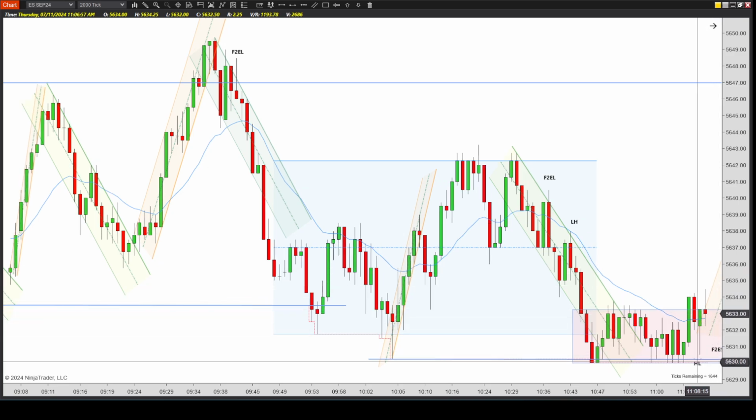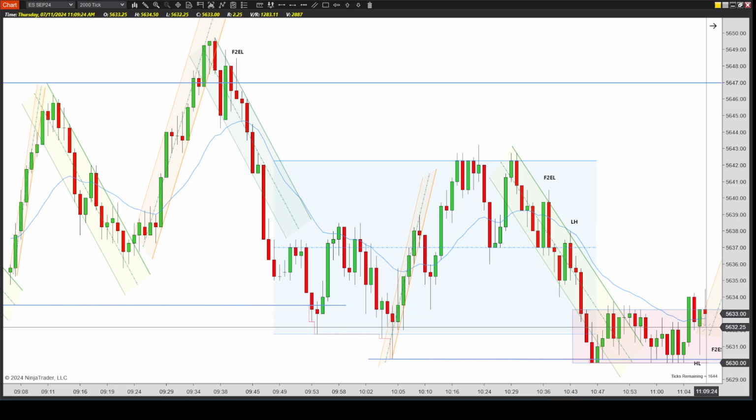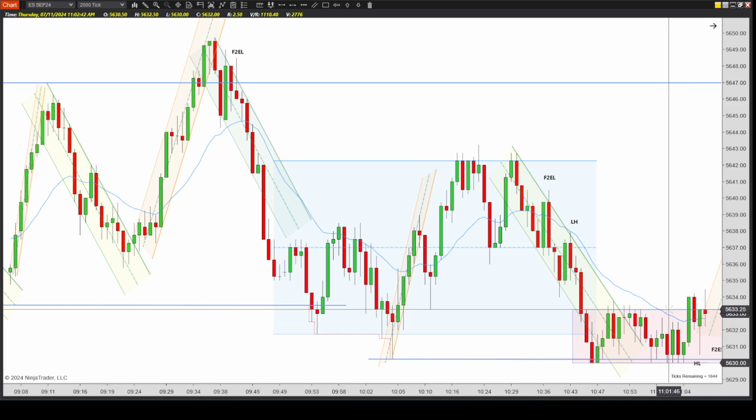Next candle does confirm a higher low, but it's not a clean enough setup. So it's like an almost setup for me, or almost trade. I need something more decisive. I needed to get through this little zone.